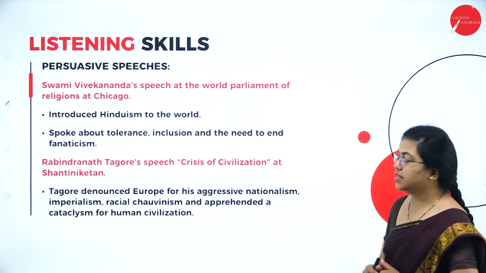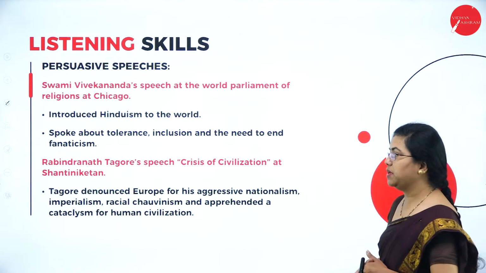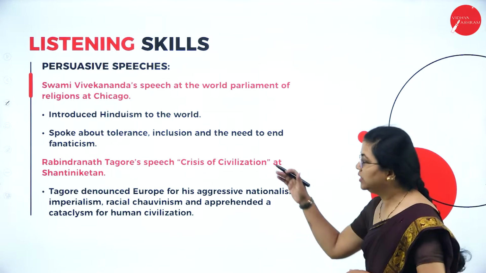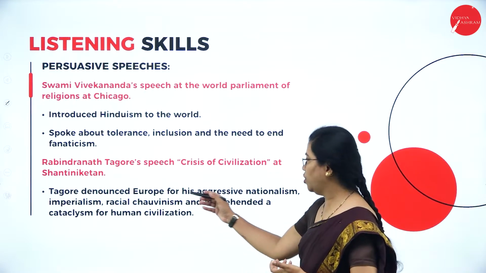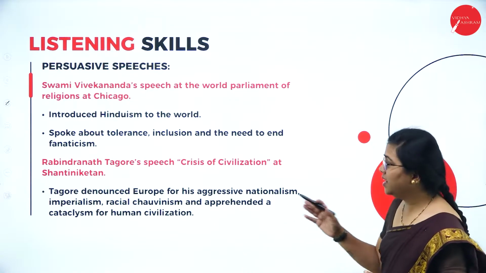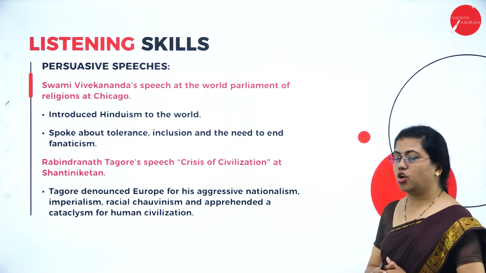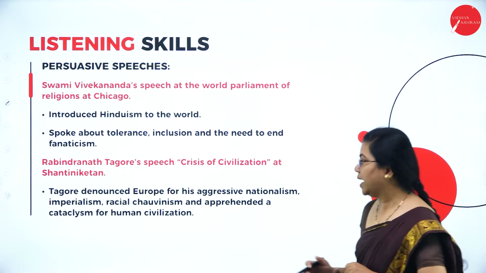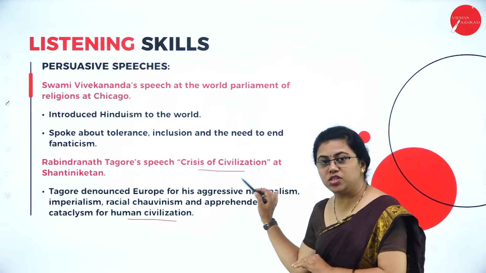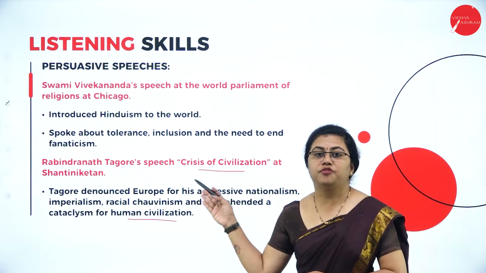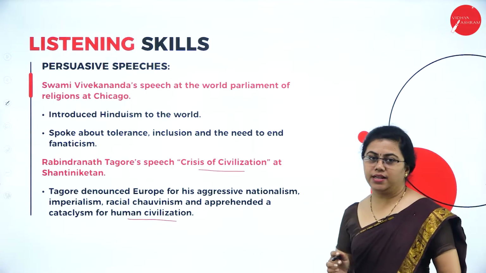Next, we have Rabindranath Tagore's speech, Crisis of Civilization, which he gave at Shantiniketan. Here Tagore denounces Europe for its aggressive nationalism. He talks about imperialism and racial chauvinism. He is apprehensive about the catastrophe for human civilization. So this is Crisis of Civilization, where he talks about the crises faced by civilization. We'll go into detail in our coming lectures.